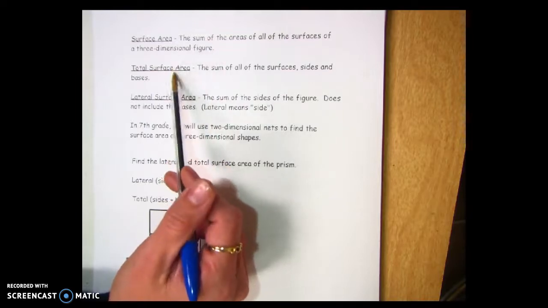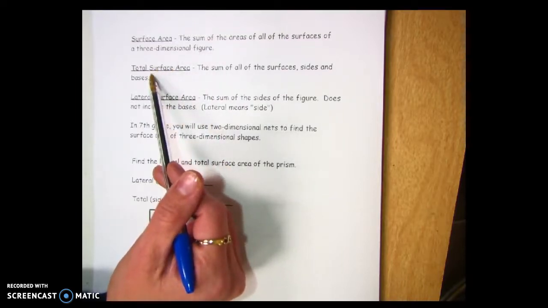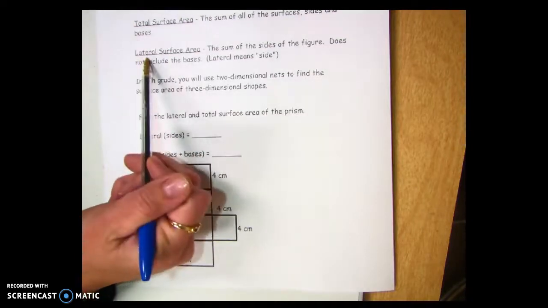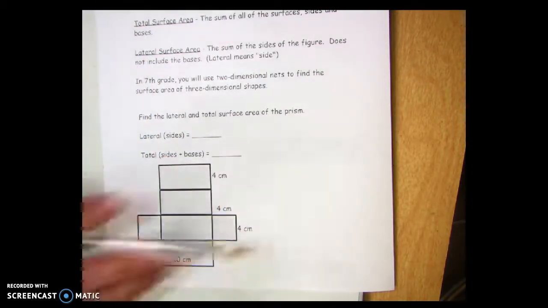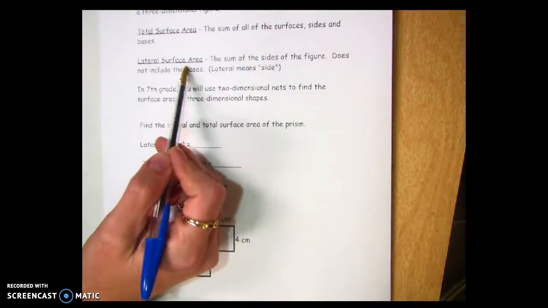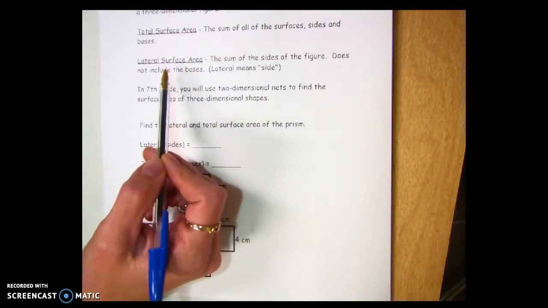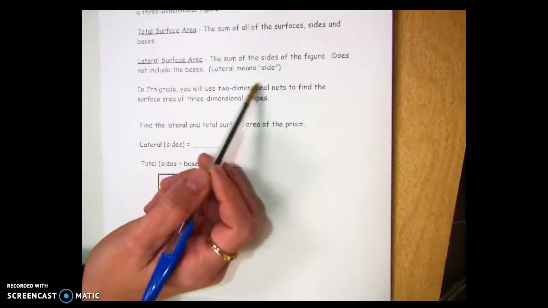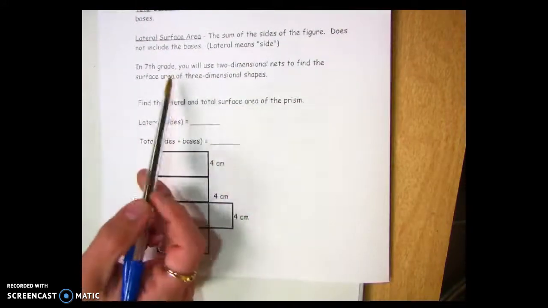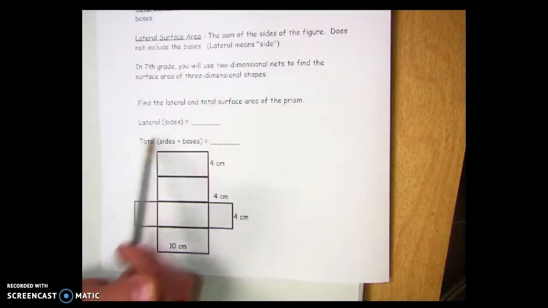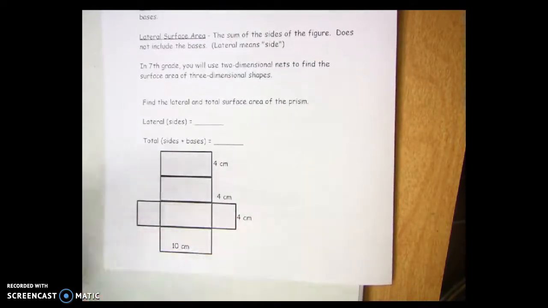Okay, now we're going to see two types of surface area. One of them is total surface area, which means every single side, all of the sides of the prism or pyramid, whatever we're talking about. Lateral means side. Think about in football, if you have a lateral pass, that means it's out to the side. So a lateral surface area is the sum of the sides of the figures. So when you're finding lateral, you are not going to include the bases. In 7th grade, you will use two-dimensional nets to find the surface area of three-dimensional shapes. On this one, we're going to find both the lateral and the total surface area.